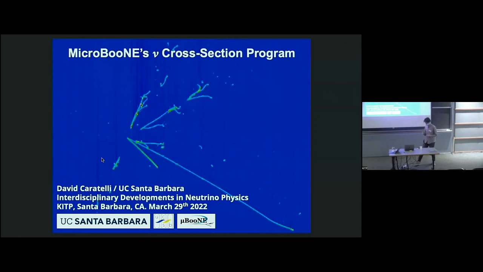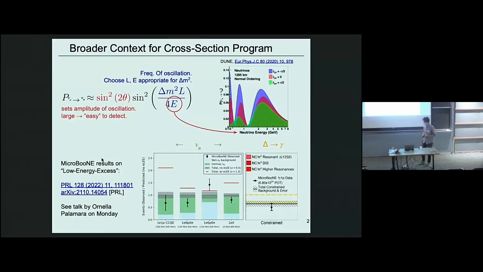So this talk is on MicroBooNE's cross-section program, and hopefully it'll be a good break between the nice talks we heard yesterday on the accelerator program, long and short baseline, and the nice talks from this morning on the theoretical side of the cross-section calculations. So this is a motivational slide, even though maybe it's not too necessary to stress here.